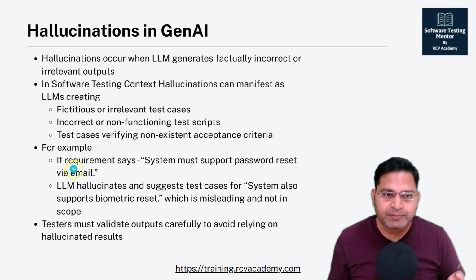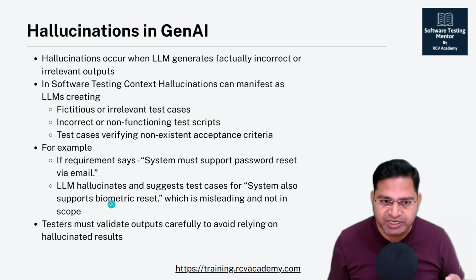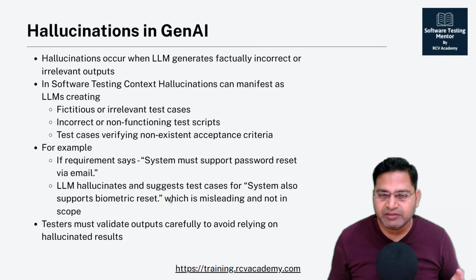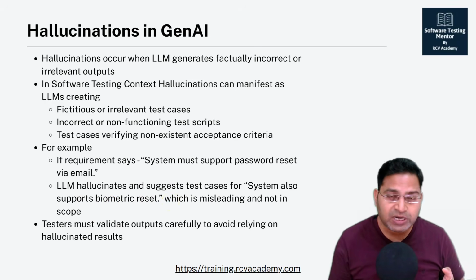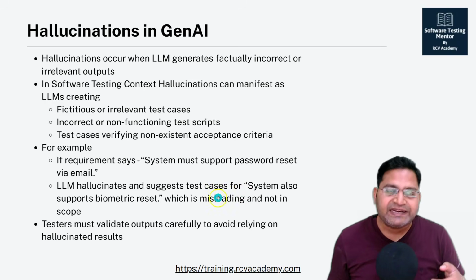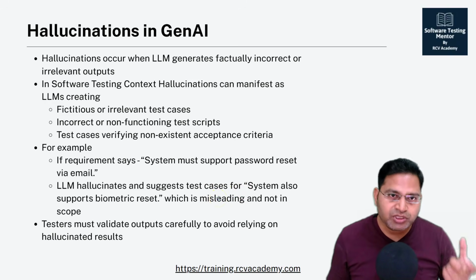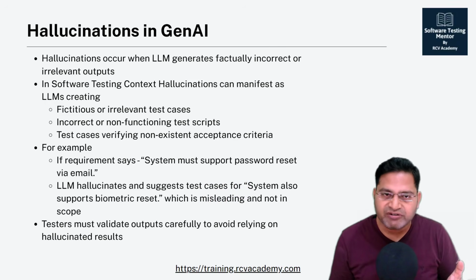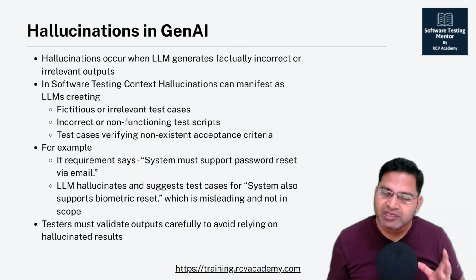If we talk about more examples, if the requirement says, for example, the system must support password reset via email, an LLM might hallucinate and suggest a test case for the system also supporting biometric reset, even though the acceptance criteria doesn't mention biometric reset at all. But still the LLM might think that biometric reset might also be required, so I'll suggest the test case. That is misleading. Whatever is mentioned in the user story and acceptance criteria, and whatever you prompt, that's what it should be generating, rather than assuming anything. So these are some examples of hallucinations in generative AI.